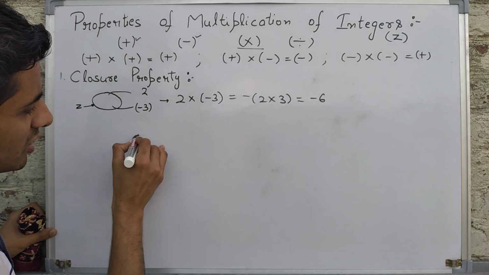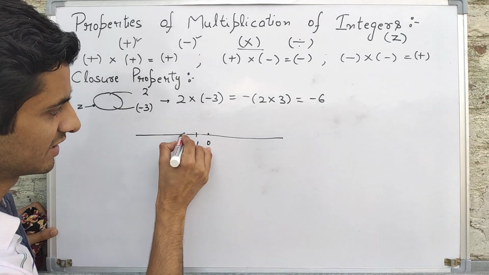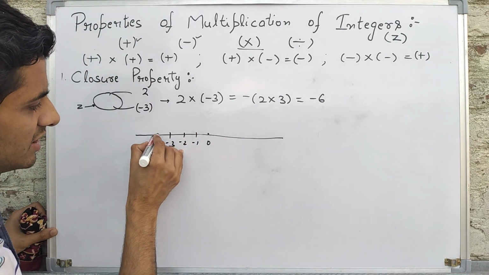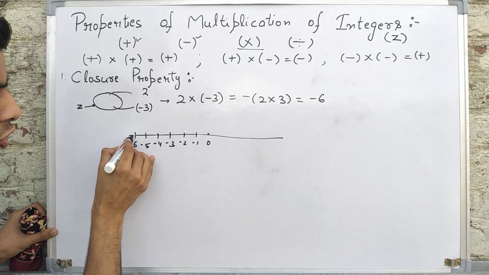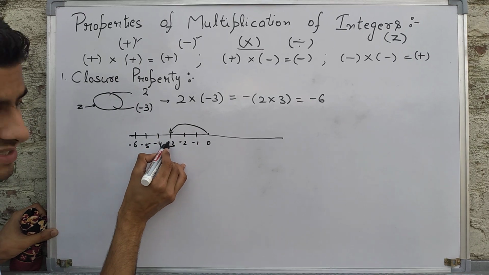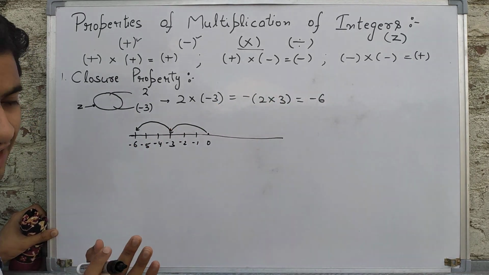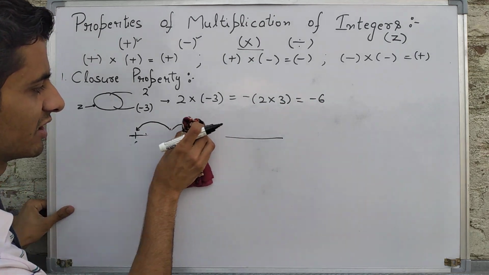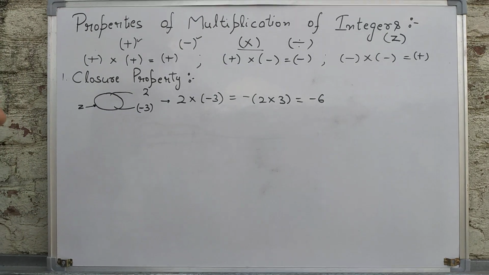2 into negative 3, what does it mean? Suppose we want to do it on a number line. 0, negative 1, negative 2, negative 3, negative 4, negative 5, negative 6. 2 times negative 3. This is negative 3 once. This is twice. 2 times negative 3 means negative 6. This is something we have already discussed on the number line.